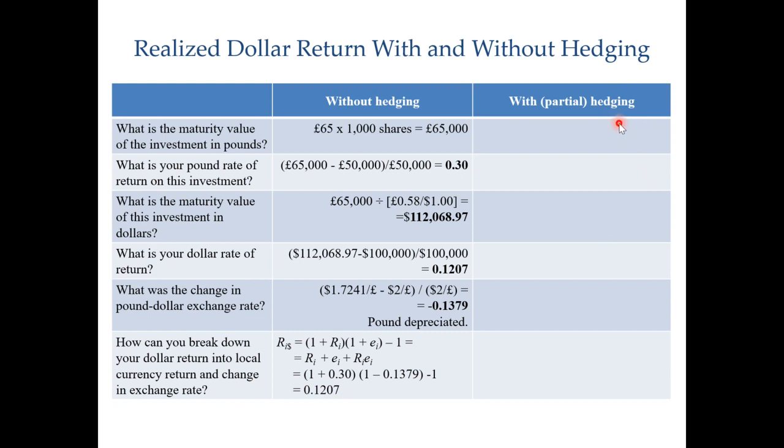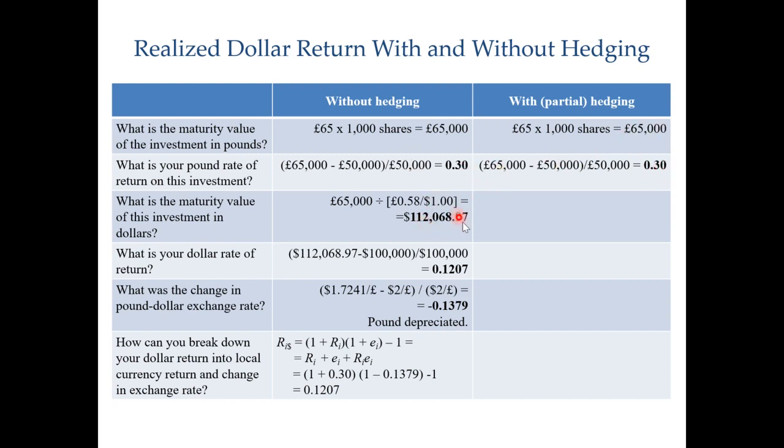Now let's see what happens if you had agreed to sell 50,000 pounds at the forward rate of 0.55 pounds per dollar. So the first question, what's the maturity value of the investment in pounds? That doesn't change, right? Because the stock price went up to 65 pounds per share, that still stays the same. So the maturity value of the investment in pounds is still 65,000 pounds, and therefore the rate of return in pound terms is still 30%, so that's the same.